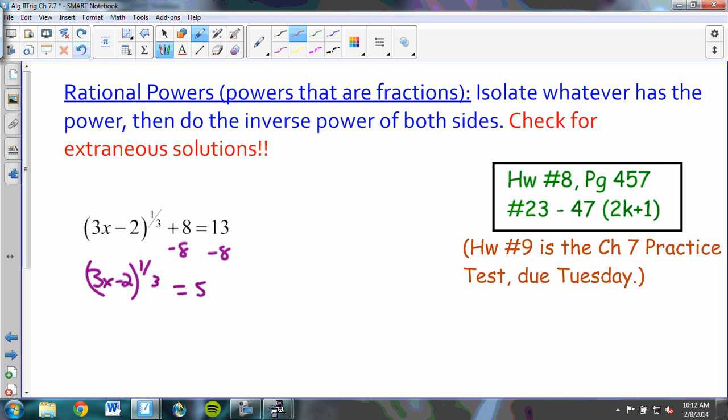If I wanted to write it like this, I certainly could do that as well if you find that more helpful. But it's good to be able to do it both ways. So I'm going to cube both sides. Wyatt, do you know what 5 cubed is? What is it? Oh yeah, it's 125. Good.